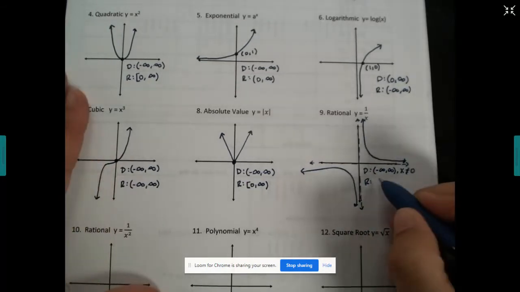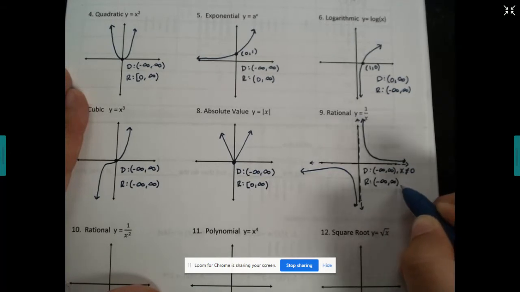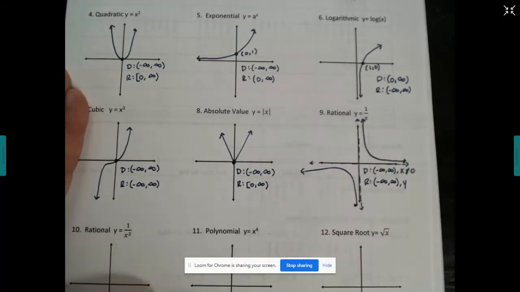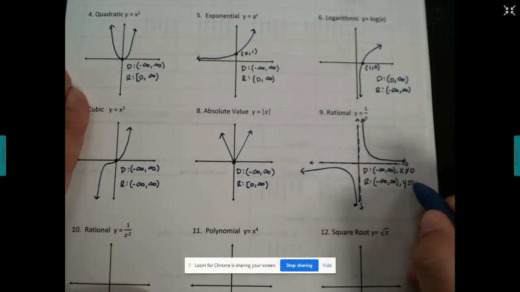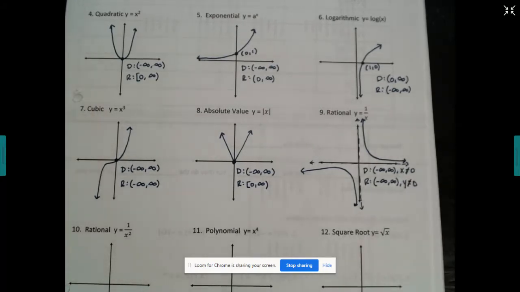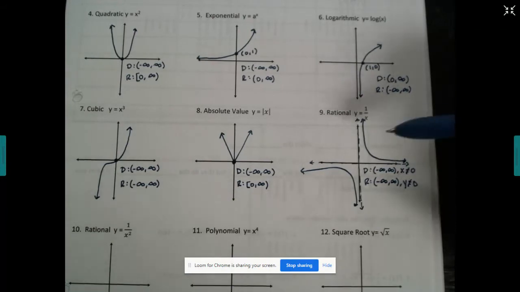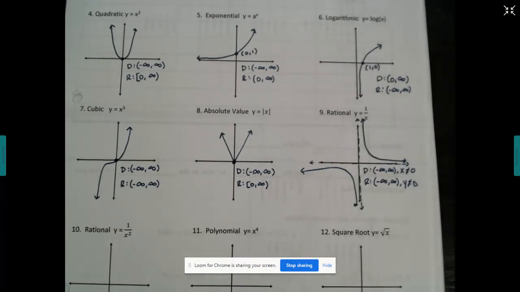And then same for the range. It goes down forever and it goes up forever, but it does not touch 0. So negative infinity to infinity, but y cannot equal 0. And again, that's because your x is in the denominator and you can't divide by 0.